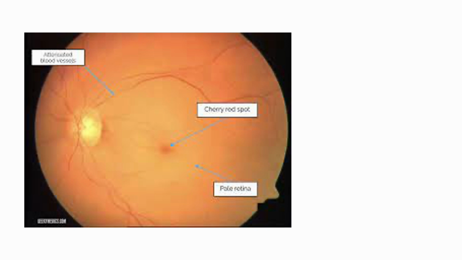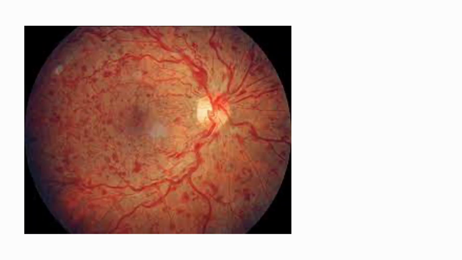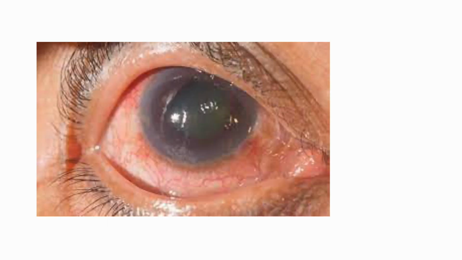This is a guy who's coming with a painless loss of vision, and the fundus is shown over here where there is some pale retina, cherry red spot, and the diagnosis over here is central retinal artery occlusion. It is a painless loss of vision. This is central retinal venous occlusion, called blood and thunder image of the fundus, again painless loss of vision.